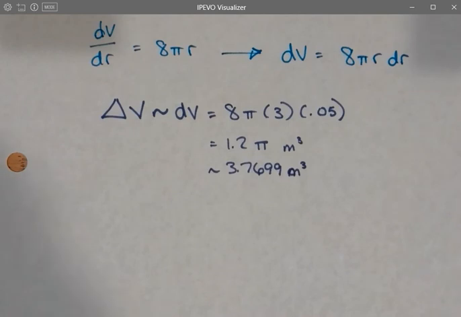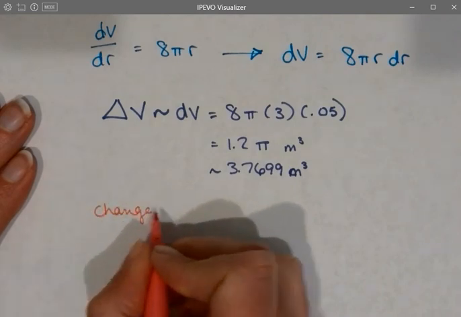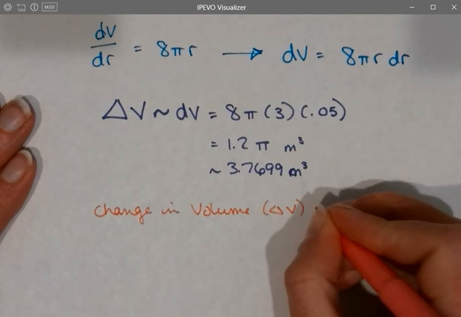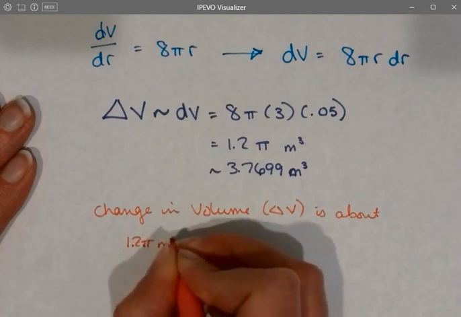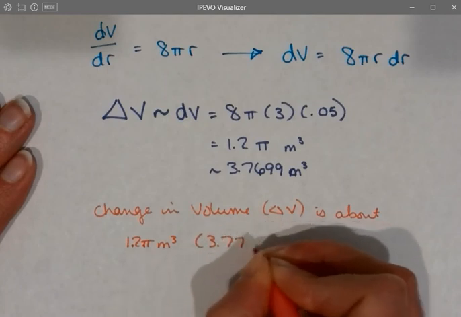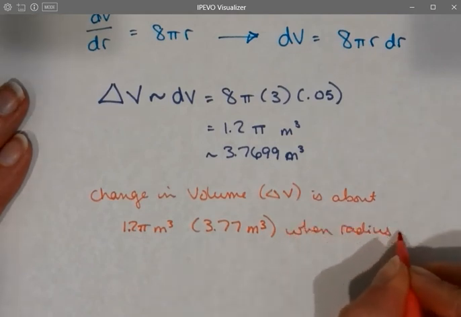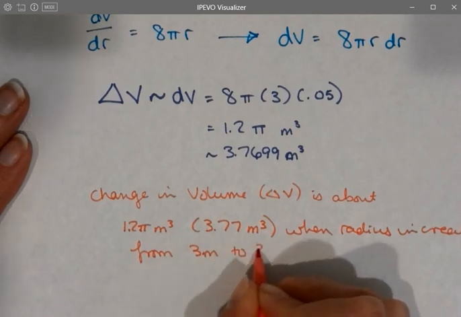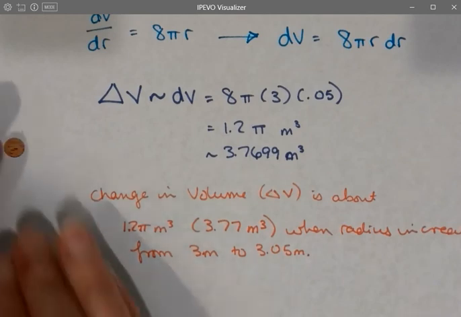All right, so in conclusion, we can say that change in volume, or delta V, is about 1.2 pi cubic meters, or 3.77 cubic meters when the radius increases from 3 meters to 3.05 meters. And this is something that, again, might be hard to measure. You can measure it with liquid and so on if you needed to measure it. But if you don't have the object, again, you can approximate what would happen in that situation.